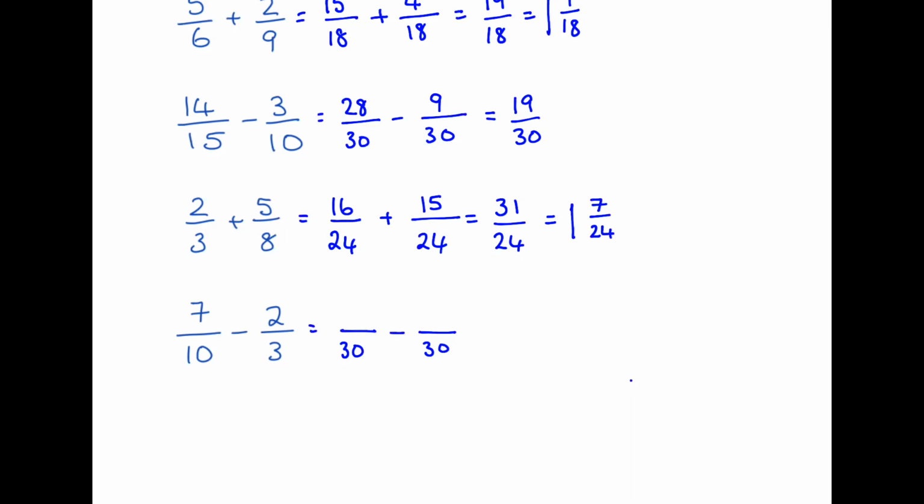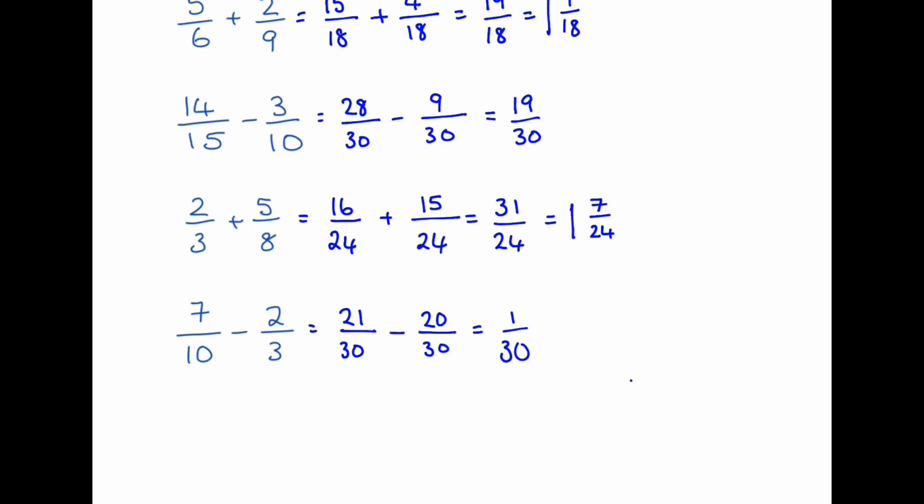Okay, so we've got 7/10. So let's create the equivalent fraction for 7/10. 10 has been multiplied by 3, so the 7 also needs to be multiplied by 3 to give us 21. Then 3 has been multiplied by 10 to give us 30, so the 2 needs to be multiplied by 10 also to give us 20. So we've got 21 30ths, take away 20 30ths, leaves us with just 1 30th. And there's nothing that we can do to simplify that fraction.